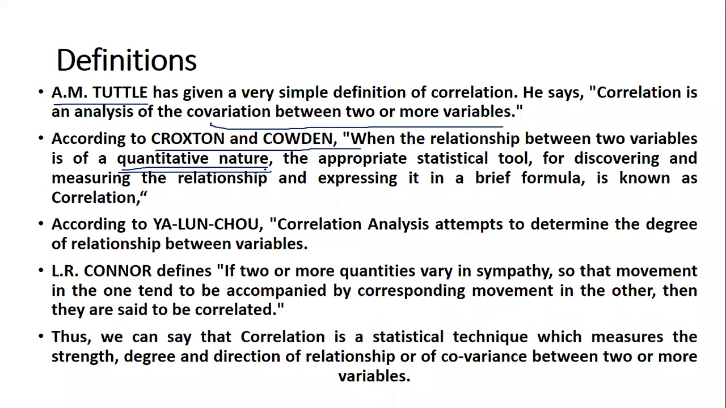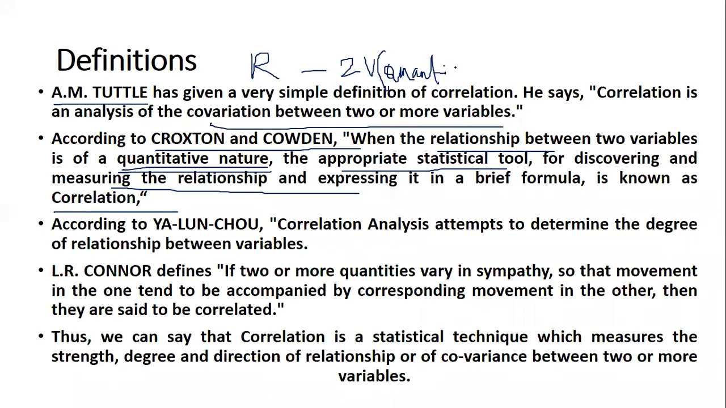So numbers will be involved. And we are trying to find the relationship between the two variables by using the appropriate statistical tool. And what is that statistical tool? That is correlation. So using correlation, we are going to measure the relationship between the two variables which are quantitative in nature. I hope you understood. So what is Croxton and Cowden saying? It is a relationship between two variables. These two variables are quantitative. They are numbers. They can be quantified.